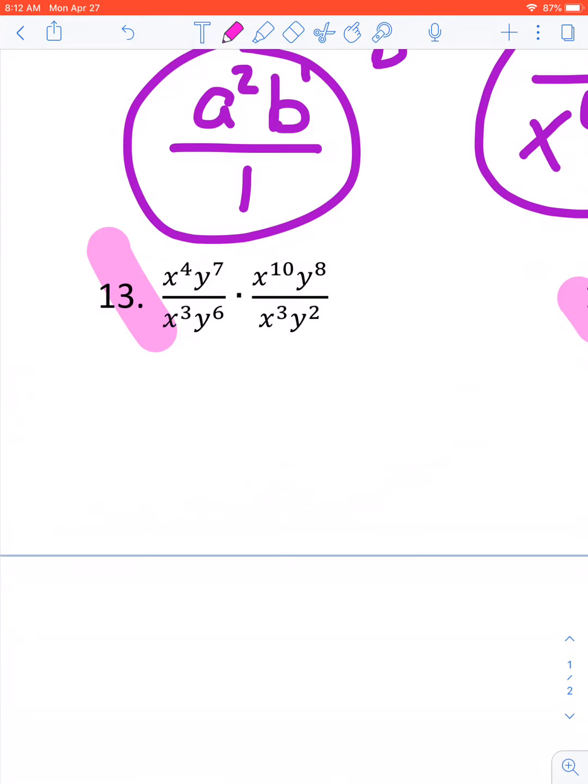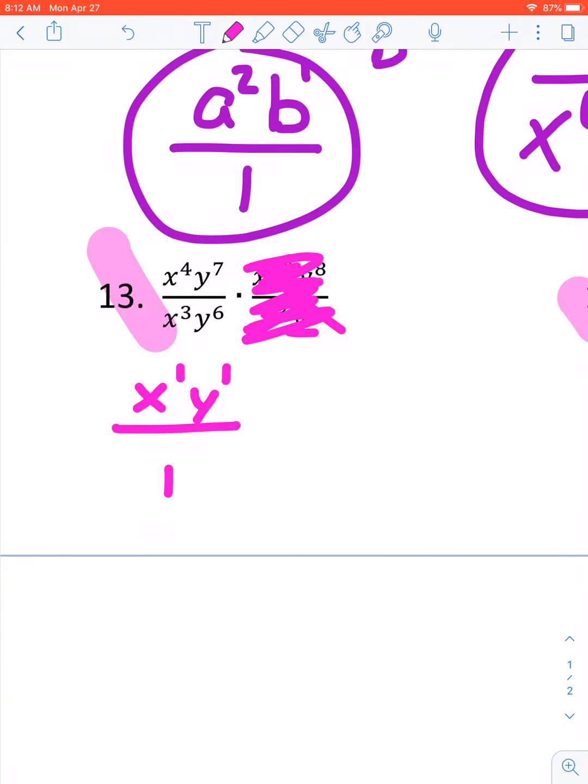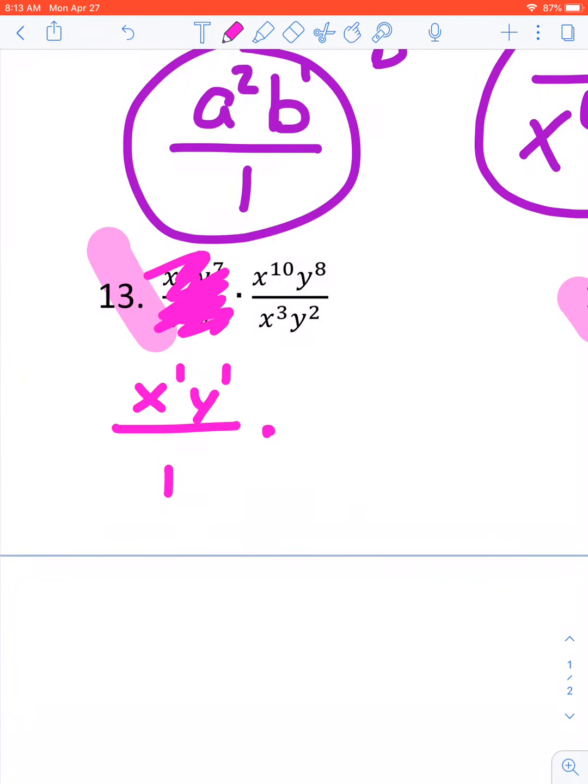We're going to do each one of these separately from each other. I'm going to first look at the left fraction. So I have x^4 and x^3, so I have one more x on top. And I have y^7 and y^6, so I have one more y on top and nothing on the bottom. Okay? So I handle that fraction. Then I'm going to cross off the fraction I just handled, put my multiplication sign, and handle the right fraction.